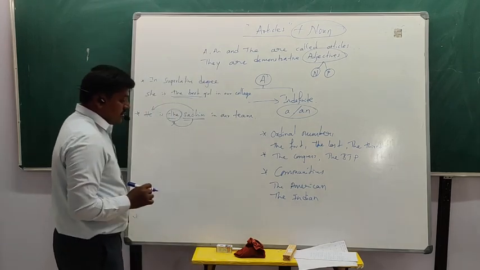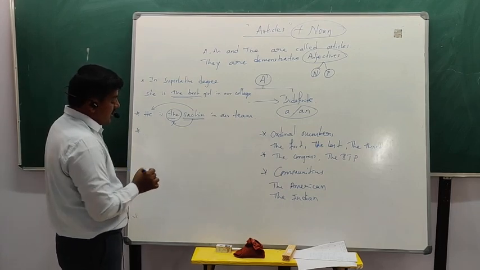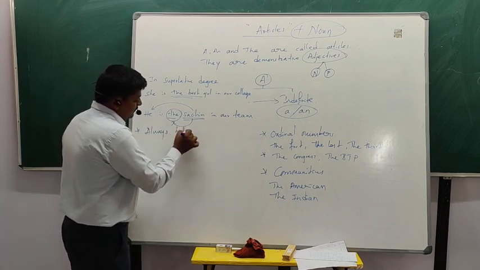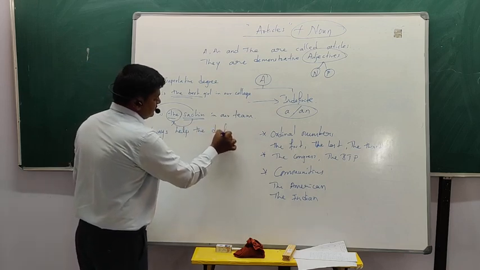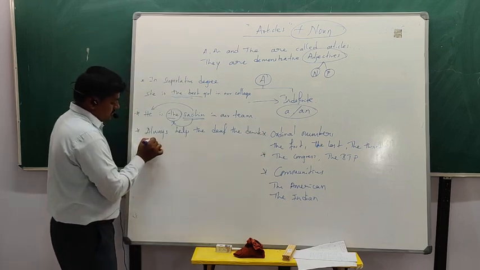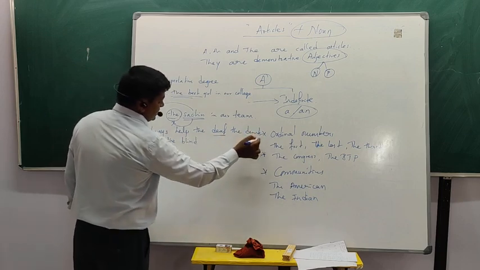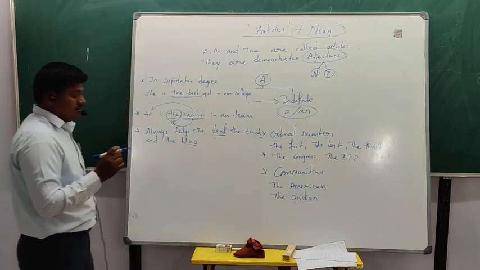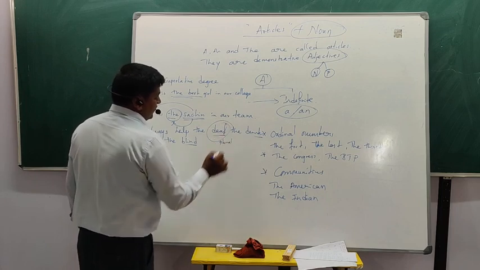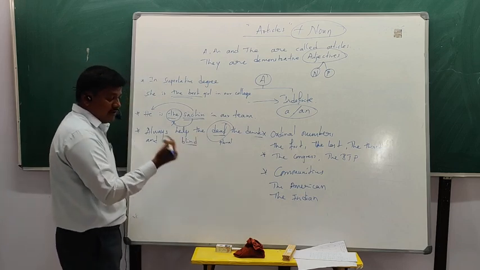Also, before an adjective with a plural notion. So see here, before the adjective with a plural notion, always help the deaf, the dumb, and the blind. So these are adjectives: the deaf, dumb, blind. You should help the deaf means it gives the meaning of plural. It indicates the plural meaning here when we use the before the adjective.